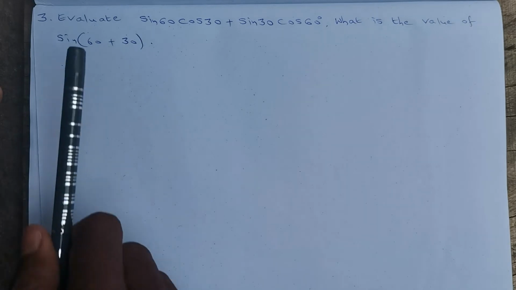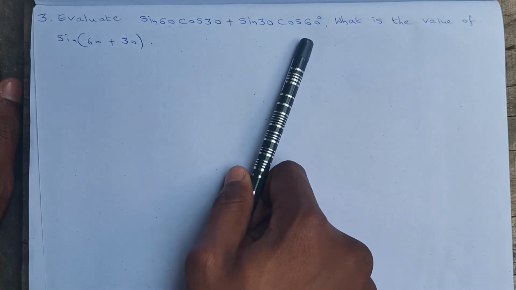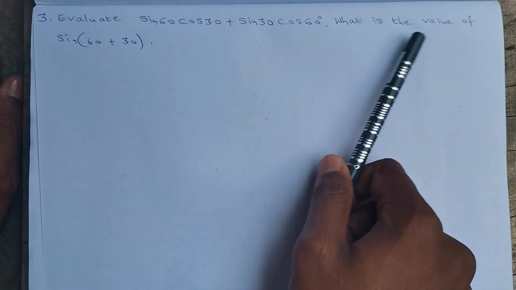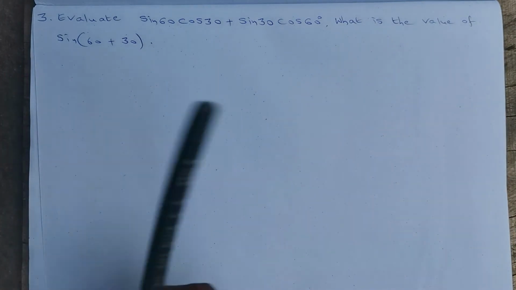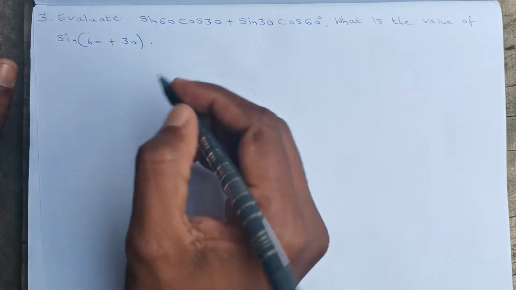Next question number 3 is evaluate sin 60 cos 30 plus sin 30 cos 60. Then again he is asking one more question also. What is the value of sin of 60 plus 30? So first I am going to solve this. Sin 60 into cos 30.